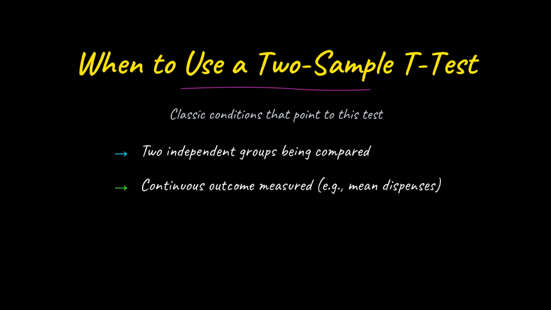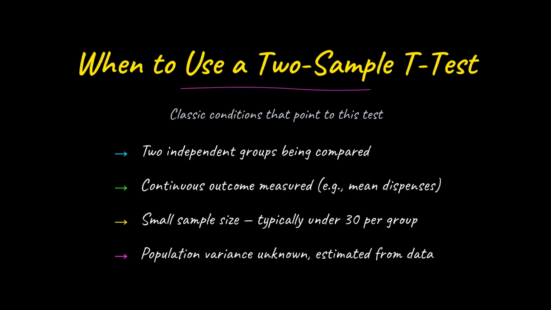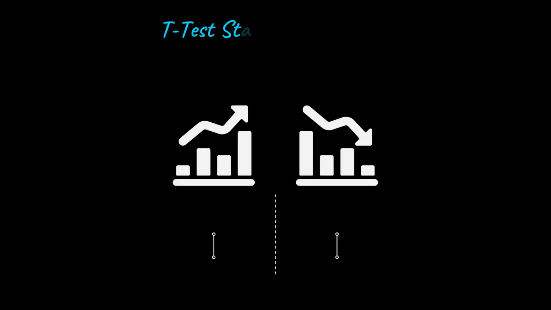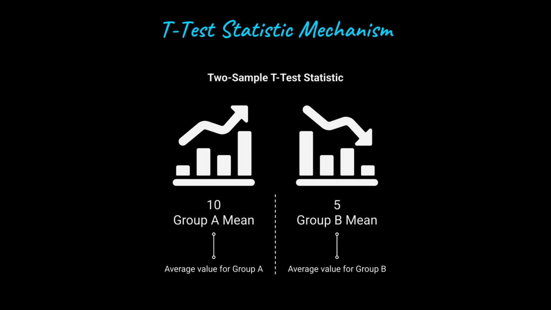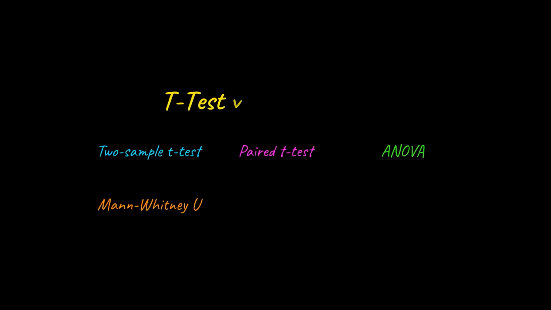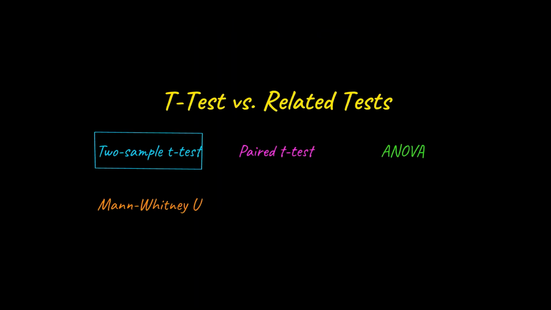usually fewer than 30 per group. It assumes roughly normal distributions and equal variances, and it estimates the unknown population variance directly from your sample data. The test statistic is simply the difference between the 2 group means divided by the pooled standard error. When the difference is large relative to within-group variability, the t-statistic grows and the p-value shrinks. A p-value below 0.05 tells you the observed difference would be unlikely if both groups were drawn from the same population.